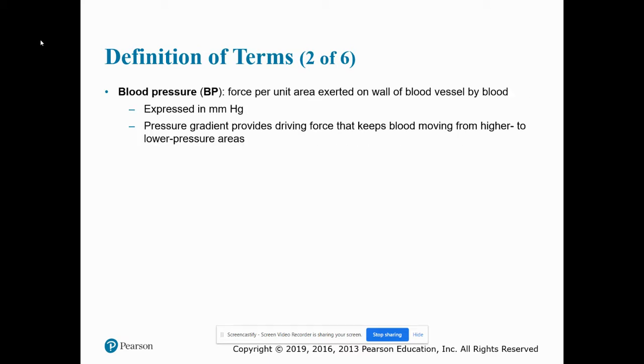Then we have blood pressure. This is a force per unit area exerted on the wall of the blood vessel by the blood, and it's expressed in mmHg, which is millimeters of mercury. The pressure gradient is what provides the driving force that helps keep the blood moving from areas of high to low pressure.